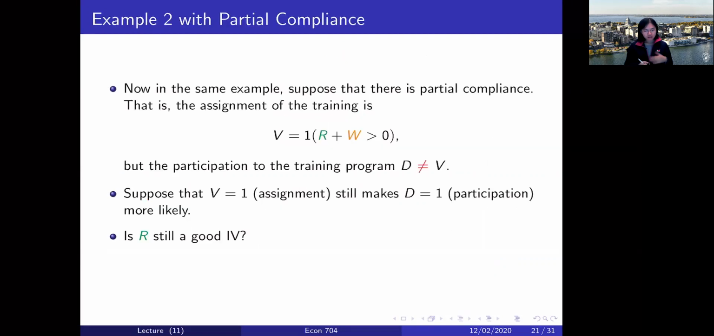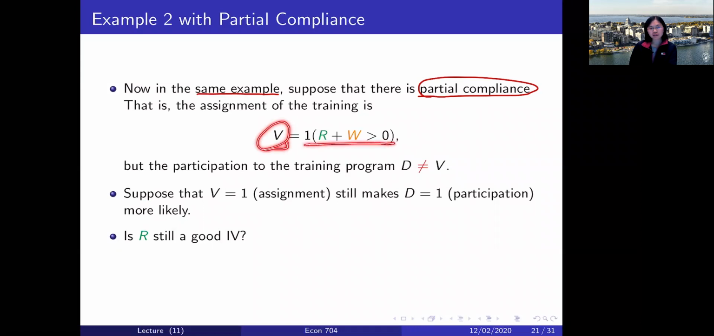Now let's modify example 2 a little bit and see what happens. Suppose it's the same example, except now we have partial compliance. When you have partial compliance, we use a different symbol to denote this assignment of the training program, because D, participation, is no longer the same as assignment. People assigned to the training may or may not receive the training.